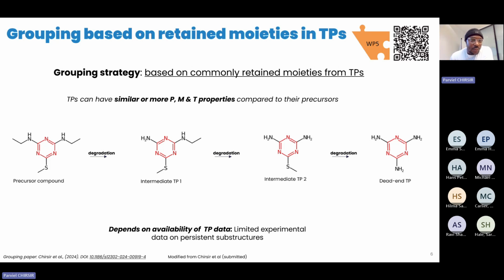Now, one of these strategies discussed involved grouping based on commonly retained moieties from transformation products, or persistent substructures in transformation products. This is based on the idea that transformation products can have similar persistent, mobile, and toxic properties compared to their precursors. However, assessing these persistent substructures requires transformation product data, which, as I have just shown, is limited.